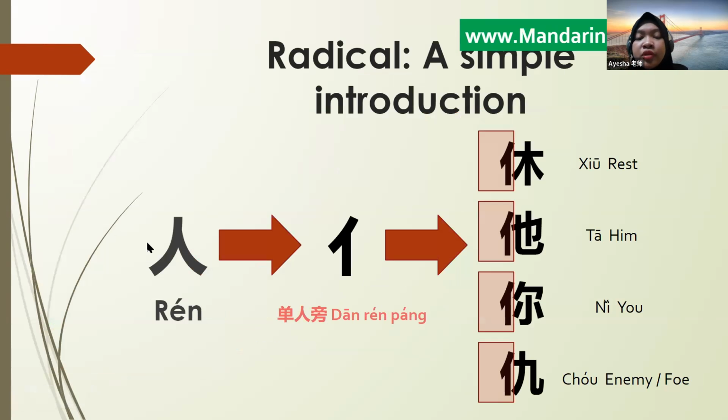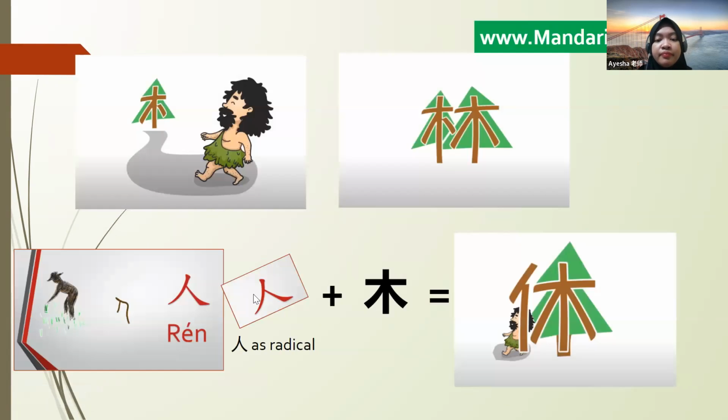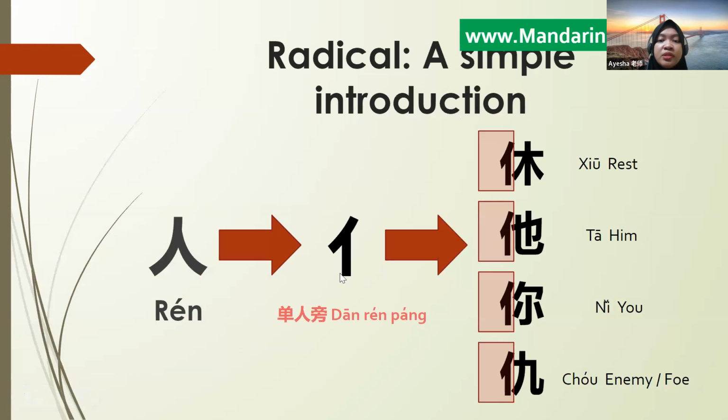This is where I introduce a radical. What is a radical? Like I explained just now, you have a man and then you flip it around, and then you put it next to a character that we already know. Then this forms a new word. Now, this man, because it's flipped around, forms something that we call a radical. What is a radical? It's not like the radical that you see on the news. It's just a term, for something that you would see repetitively in some characters.